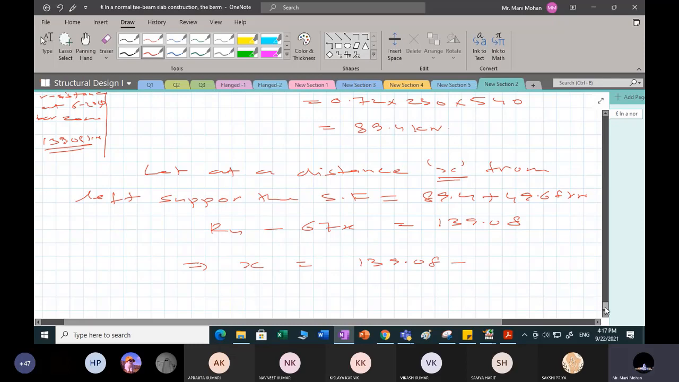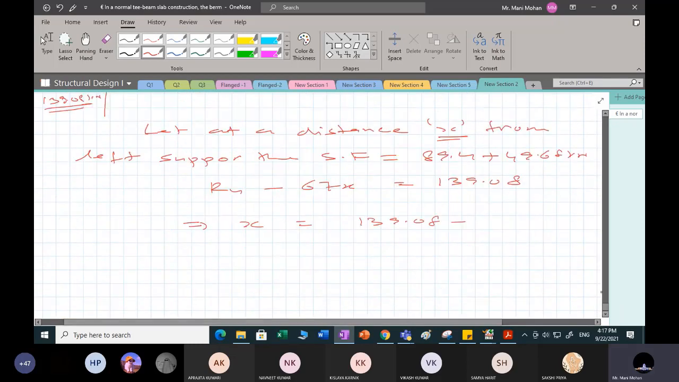So finally you will be getting x value as 139.08 minus reaction. Reaction is how much? 211.05 kilonewton divided by 67. So you tell me how much is x coming? 1.07, sir. Okay, it is 1.07 meter, right? Yes, sir. Sir, the minus sign will be in front of 139, sir. Okay, sorry. Please make this correction: 211.05 minus 139.08. Thank you for correcting it. So we're getting 1.07 meter.